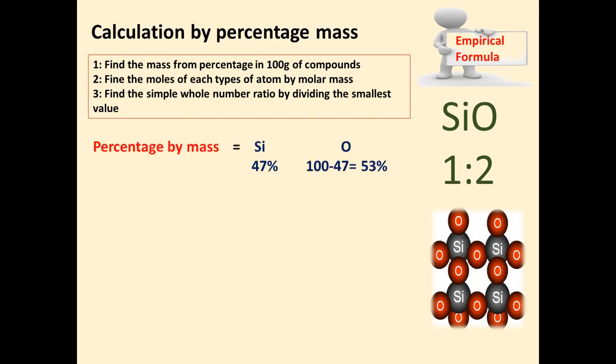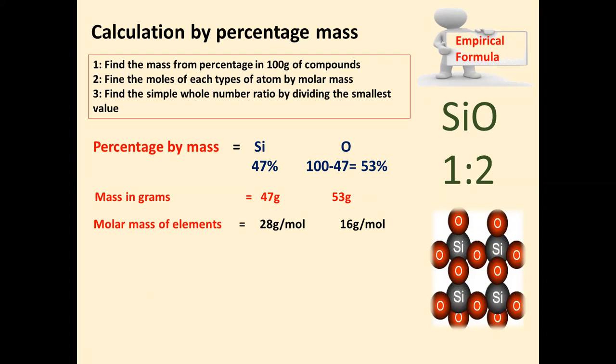We're going to see another example, silicon oxide. For example, the silicon is 47%, while the oxygen we can calculate from the percentage of silicon, 100 minus 47, which gives us 53%. First, we convert this percentage into grams. So we represent 47% as 47 gram and oxygen 53% as 53 gram. Their molar mass in the periodic table is 28 gram per mole for silicon, while oxygen is 16 gram per mole.